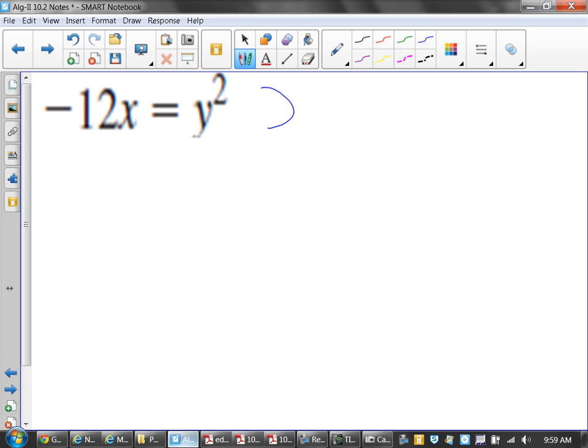I know that since y squared is already by itself, I can say that y squared equals 4px. Therefore, 4p has to equal negative 12. Therefore, p is how much? Negative 3.